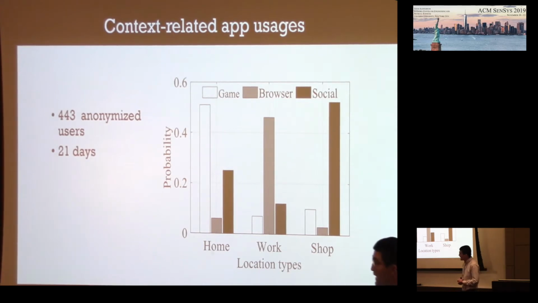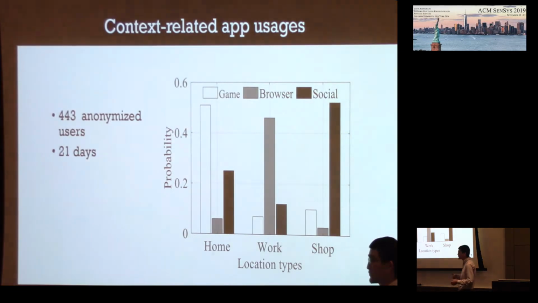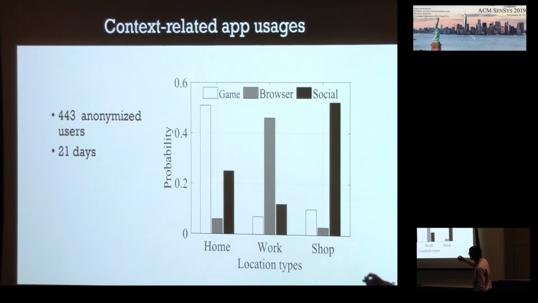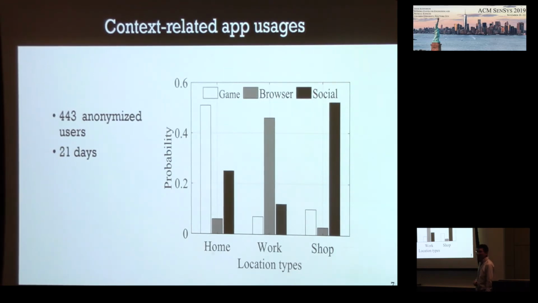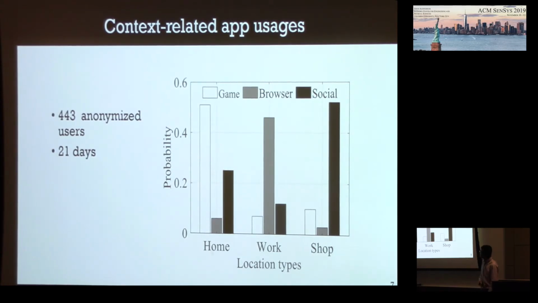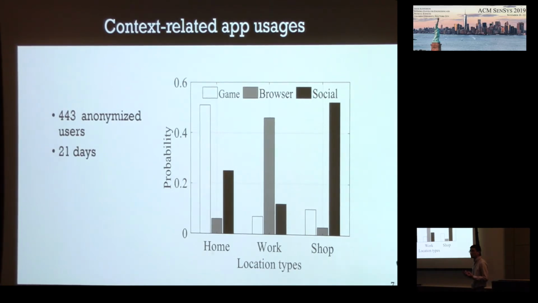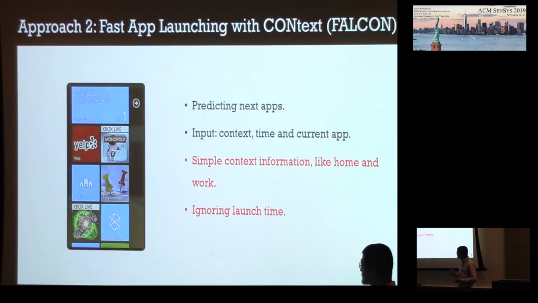This is the result from our data. We have more than 400 users' data for 3 weeks. We have plotted the probabilities of the user to use a kind of app based on different context information. For example, if the user is at home, normally the user will play some games or use the social media apps. But if at work, the user will use the browsers a lot. So we need to consider the context information when we do the app prediction.